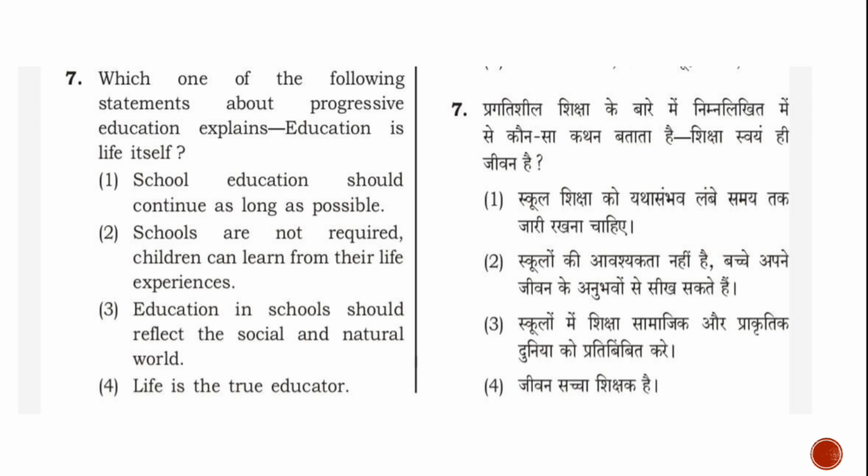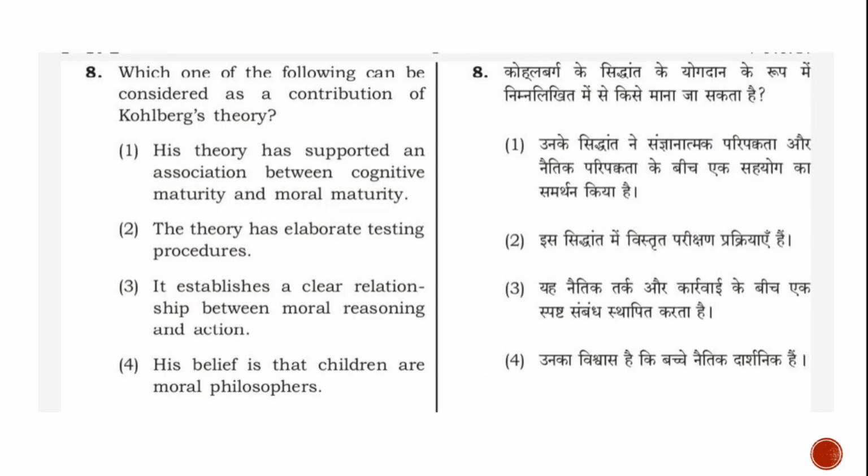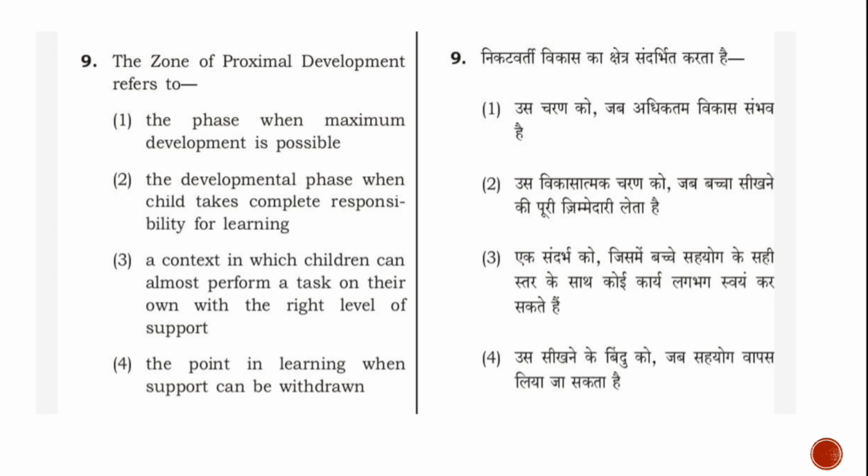Which one of the following statements about progressive education explains education is life itself? Answer. Education in schools should reflect the social and natural world. Which one of the following can be considered as a contribution of Kohlberg's theory? Answer. His theory has supported an association between cognitive maturity and moral maturity.